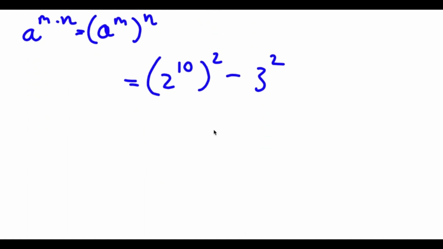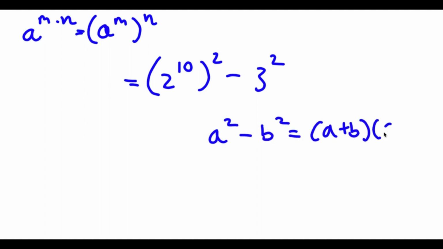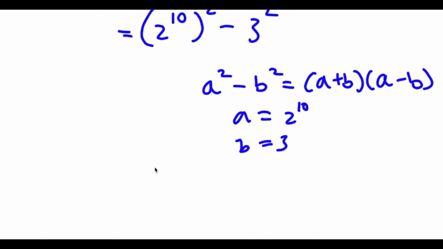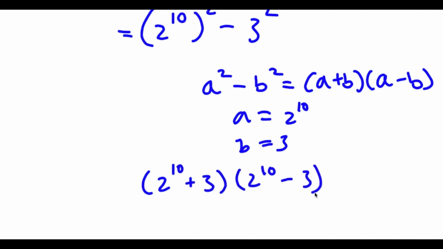So now, if I have something in the form a squared minus b squared, this is equal to a plus b times a minus b. So in this case, a is equal to 2 to the power of 10, and b is equal to 3. So now I have 2 to the power of 10 plus 3 times 2 to the power of 10 minus 3.